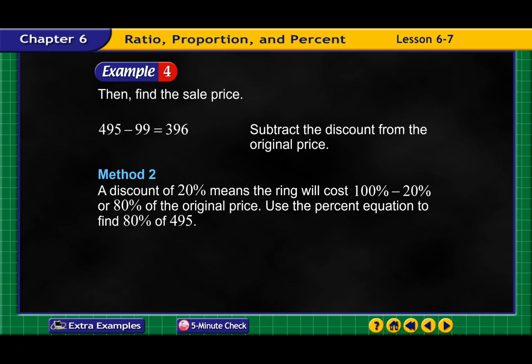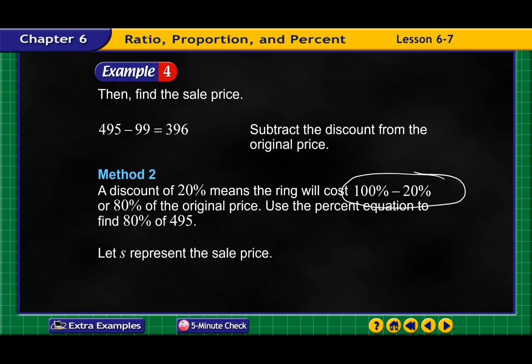So another way of doing this is a discount of 20% means the ring will cost 100% minus 20%, which would be 80%. So we can use the percent equation of 80% of 495. I personally like this method better because it's one step. But you do have to make this flip in your head, or write it down even. That's even better, because we like writing things down. Show all your work.